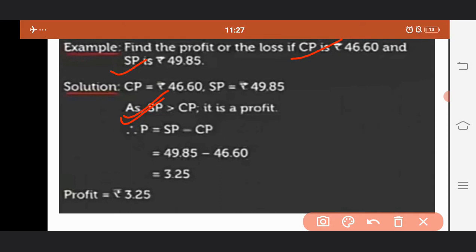And we know the condition that when the selling price is greater than the cost price, it is a profit. Through the formula of profit, we can calculate the profit that a person gains by selling the product. Here in this case, a profit of rupees 3.25 is enjoyed by the person.